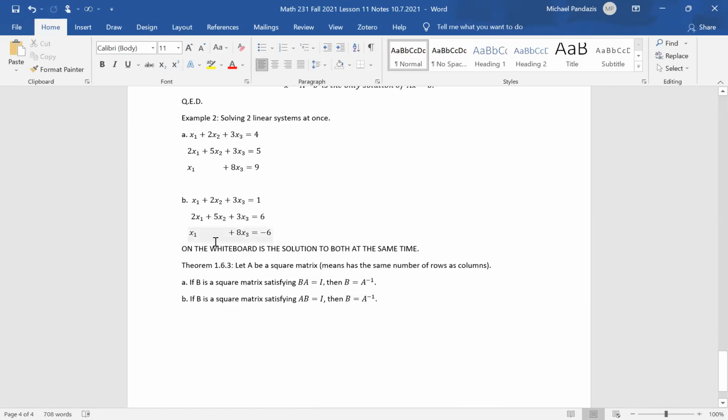Okay, so it just means that B is the inverse of A in both cases. This is for A being a square matrix and B being the square root.